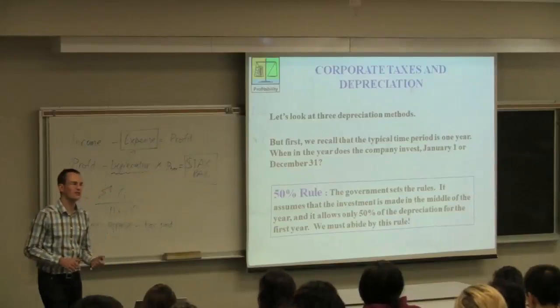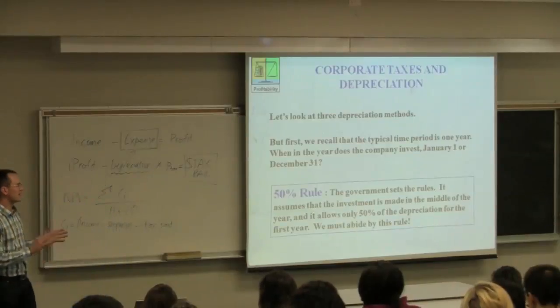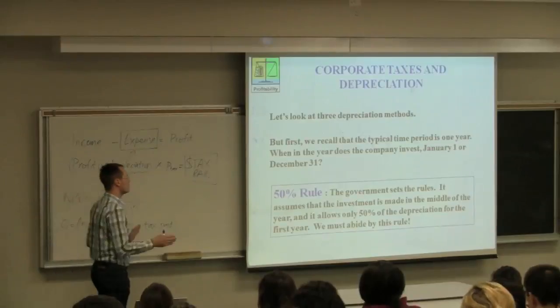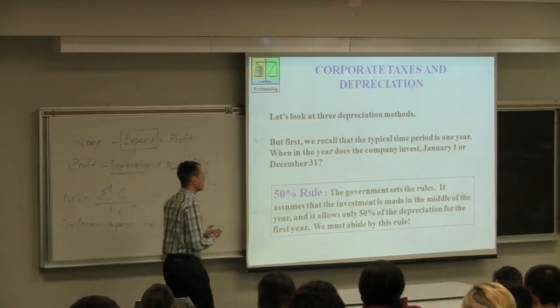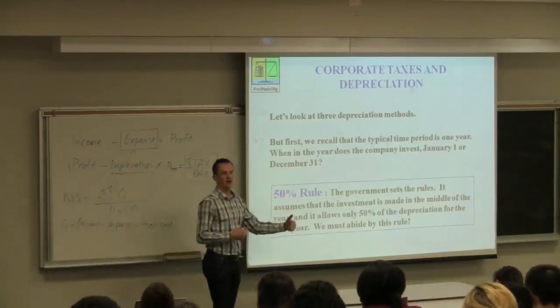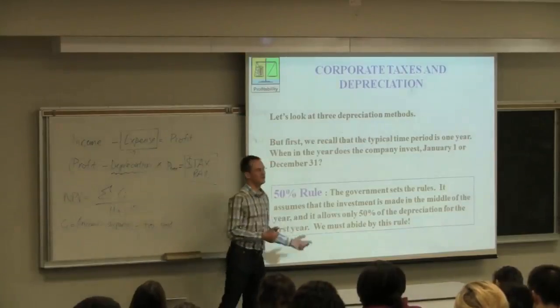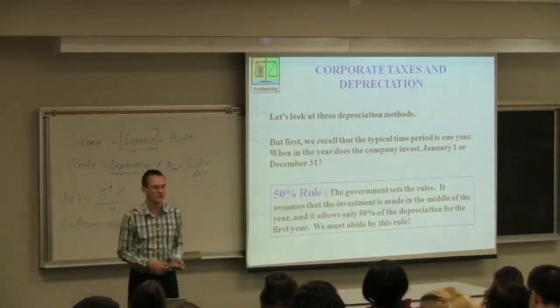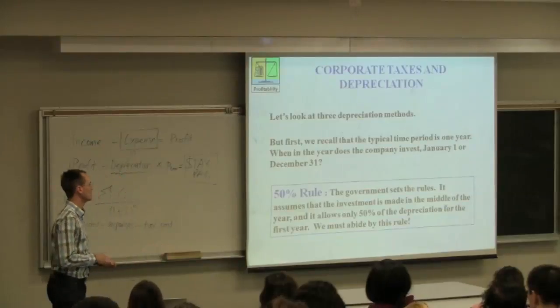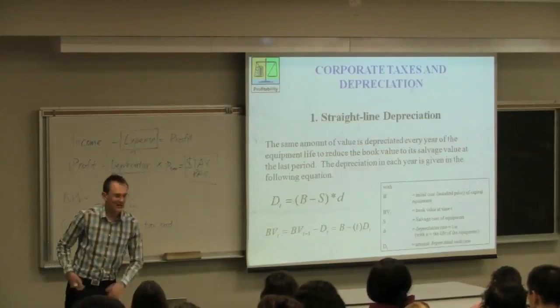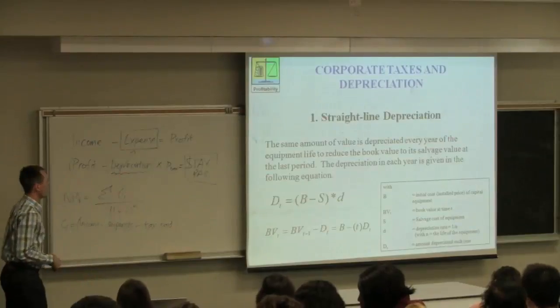No, obviously not. So the government realizes that and says, no matter when in the first year you put it into production, even if you used it the entire year, half the year, or one day of the year, you're only allowed to claim 50% of the value that you would have otherwise claimed. Okay, and we have to obey that rule. So let's take a look at the ways we can decline our assets.